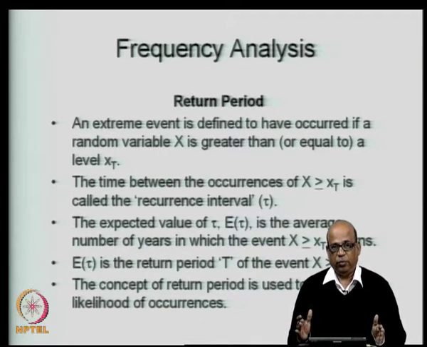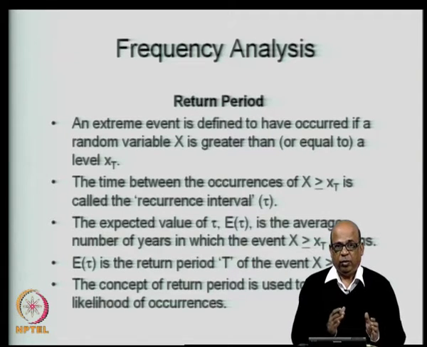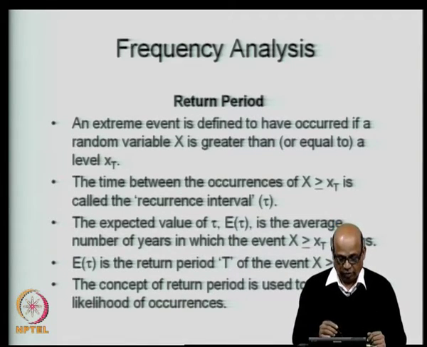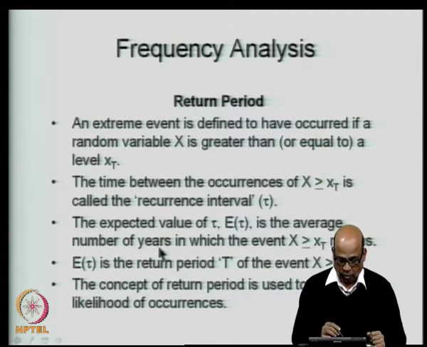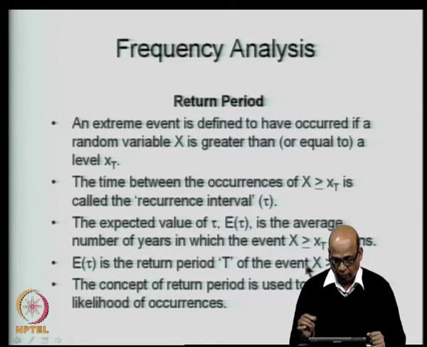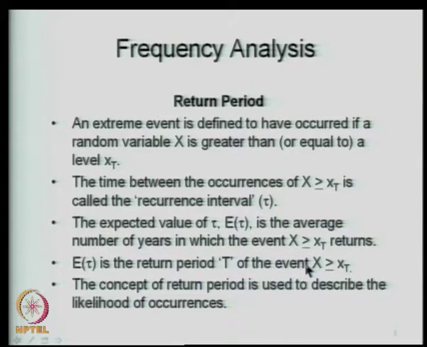And then in this 50 years of record, the average recurrence interval, or the expected value of the recurrence interval, may turn out to be, let us say, 10 years, and that is what we call the return period. So, the expected value of tau is the return period T of the event X greater than or equal to x_T. This concept of the return period is used to describe the likelihood of occurrences of extreme events.